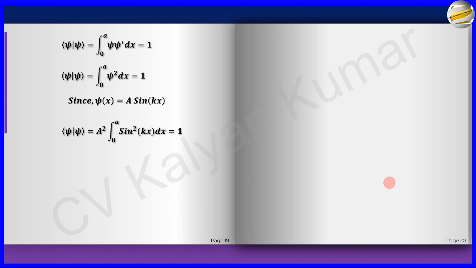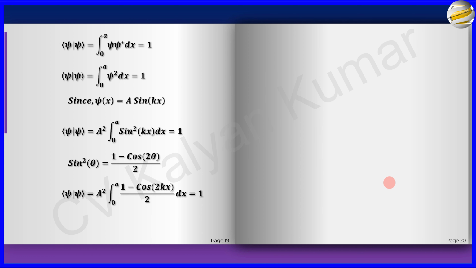Psi square becomes a square sin square kx. I take the a square outside. And what is sin square theta? Sin square theta is 1 minus cos 2 theta by 2. So I integrate that within this space. So I can take the 1 by 2 separately and cos 2 kx by 2 separately. So a square is integral of half dx from 0 to a, minus integral of cos 2 kx by 2 from 0 to a, and the sum of this has to be 1.